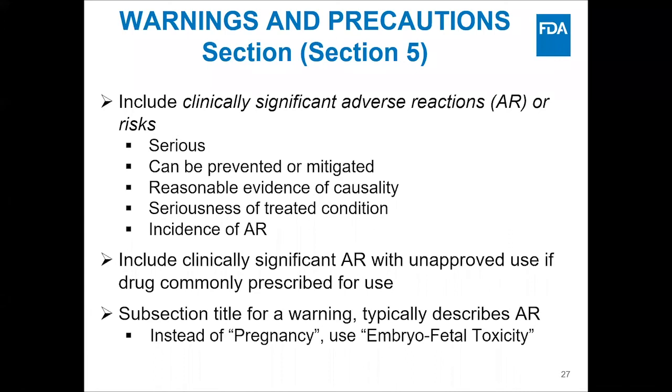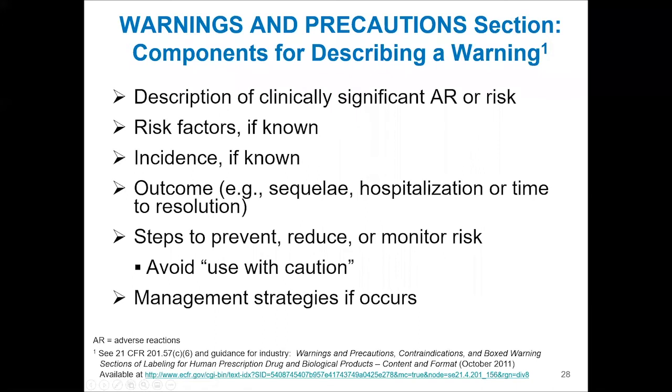The subsection title, we would like it to be something that is something bad. So we use the term, for example, embryo-fetal toxicity versus pregnancy. This slide presents the elements that we recommend and or require to be included in the warnings and precautions section. We describe the clinically significant adverse reaction or risk. We say what happens to these patients, is there an incidence or rate, and then, so what can you do about it, steps to prevent, reduce, or monitor the risk.